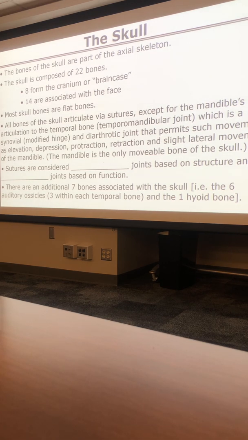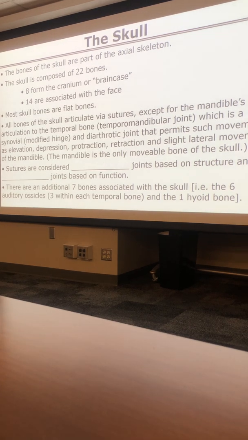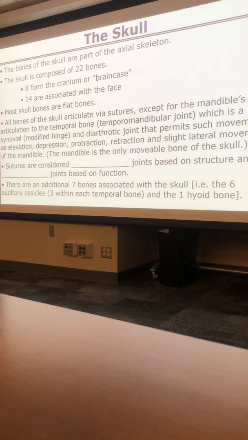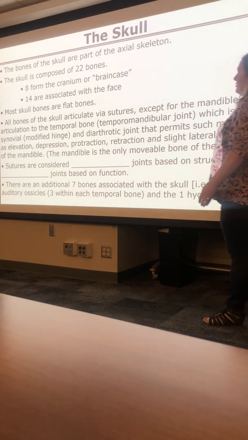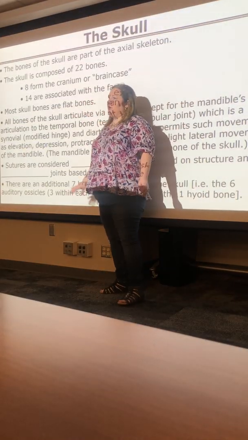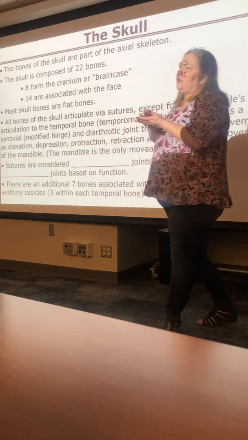And the bones of the face form the anterior aspect of the skull and are responsible for the protection and support of such things as the eyes, as well as the entry into the respiratory and digestive tracts. Most of the bones of the skull are flat bones. So if you remember the different classification of bones, you have flat bones, which have compact bone on both sides and spongy bone in the middle.